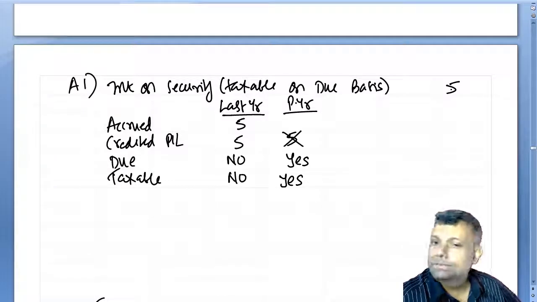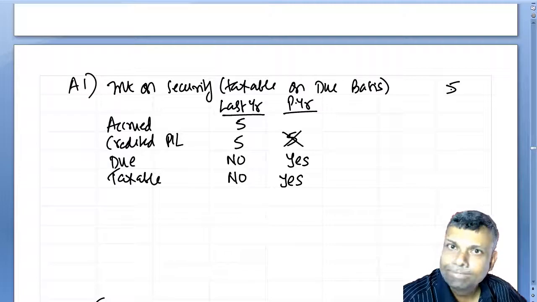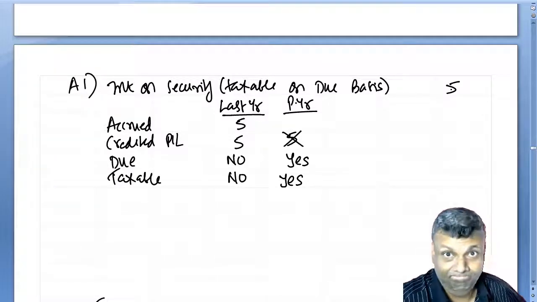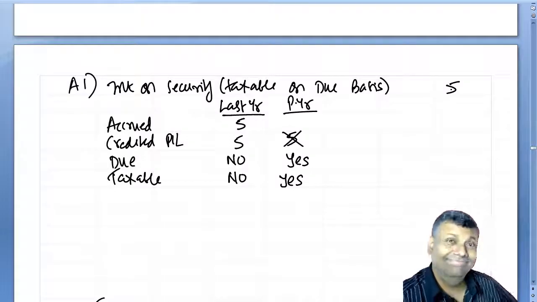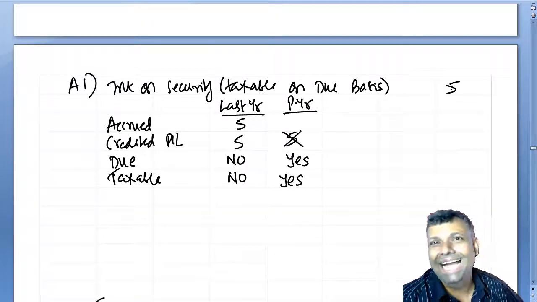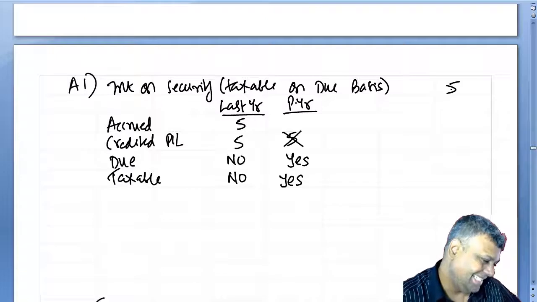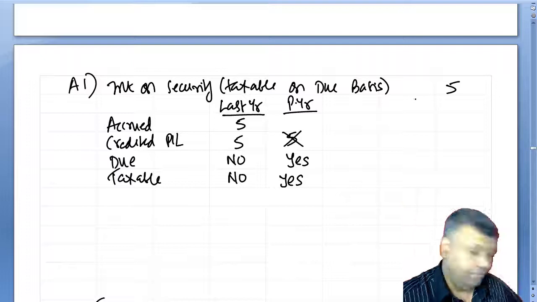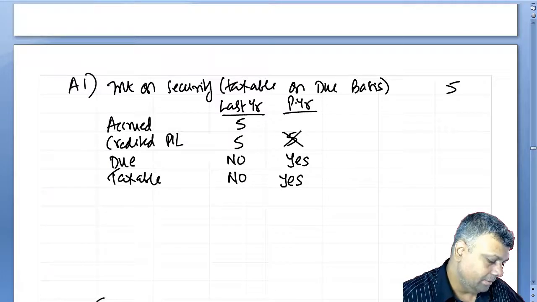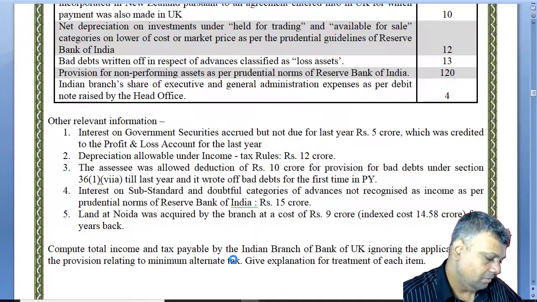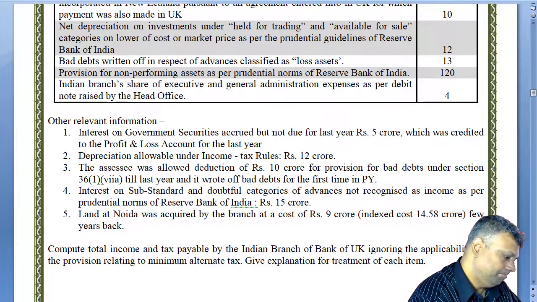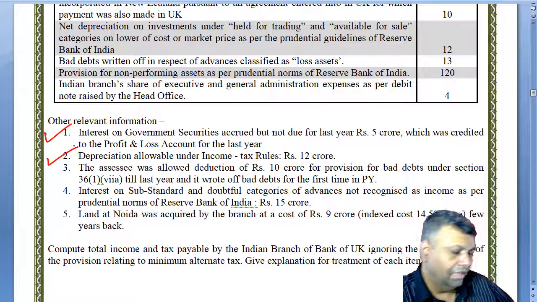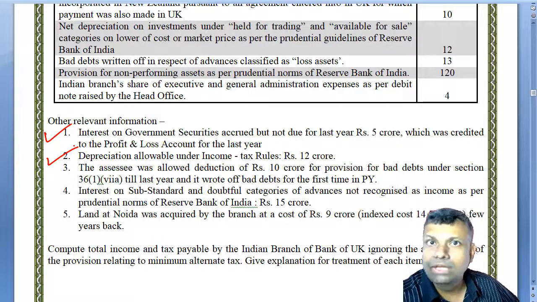I guess that you have understood this adjustment very well. Is this adjustment very clear in your mind? Okay. Now, let us proceed. So, we have done this. Second point. Depreciation under income tax rules, we have already adjusted that.